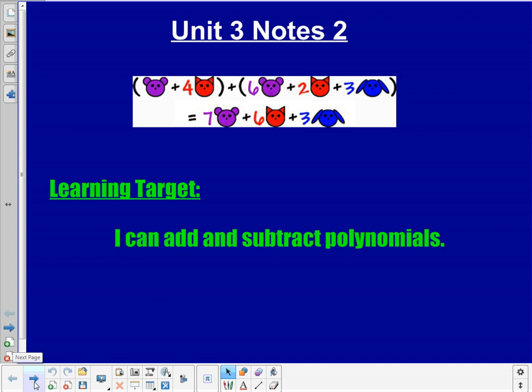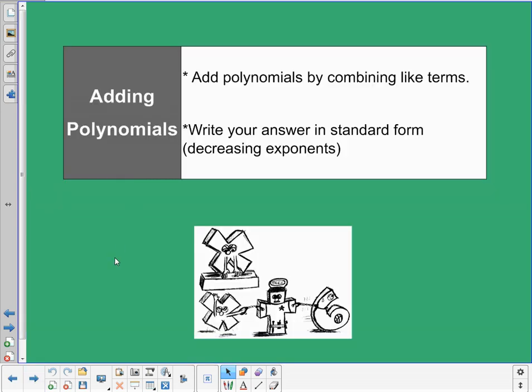So we're going to start with adding polynomials. To add polynomials, we're simply combining like terms. There's no real magic about it. There's nothing really fancy. We're just looking for whatever like terms we have and we're putting them together.